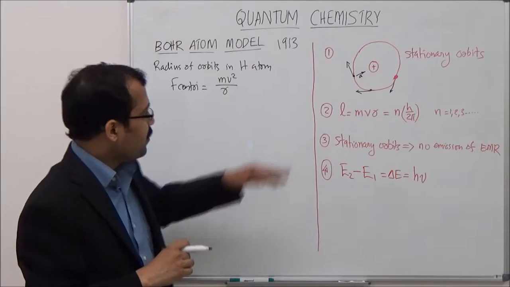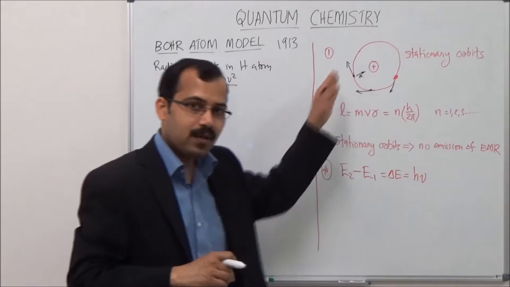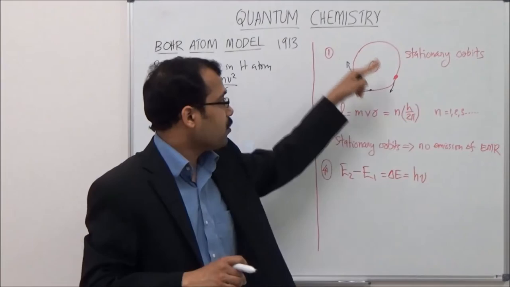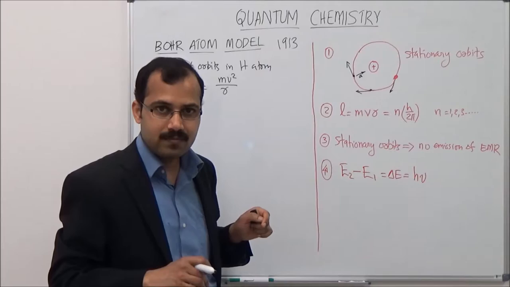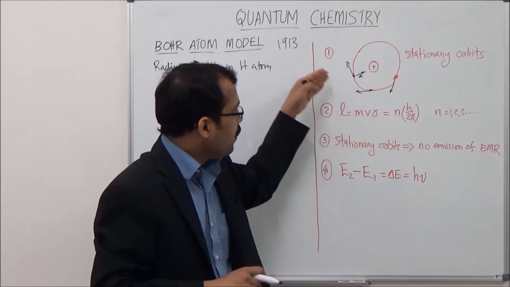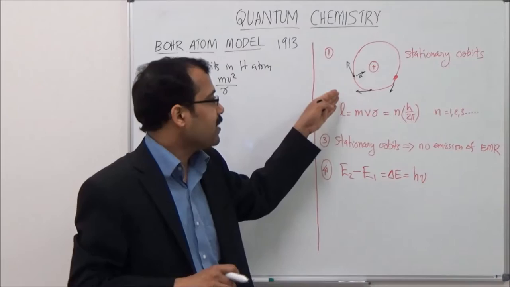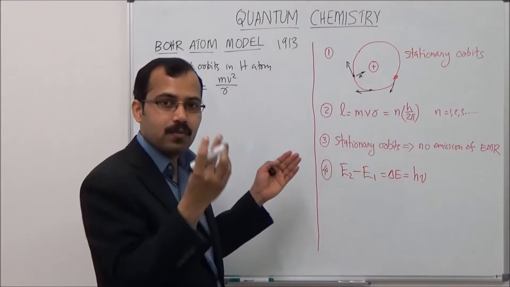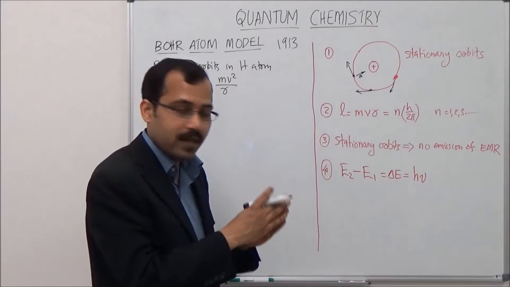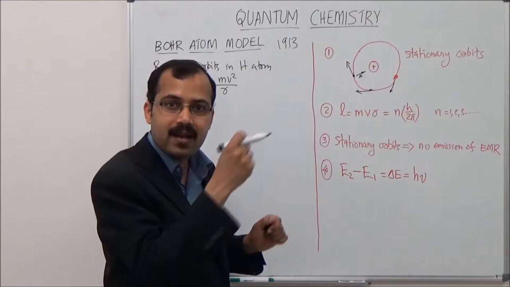Now in our case, we have the electron revolving around the nucleus in the circular orbit. In the place of the ball, there is an electron. And due to the circular motion, the electron will also experience a centripetal force. This centripetal force will be equal to the Coulombic force of attraction between the nucleus and the electron. In the case of the ball, the centripetal force was provided by the tension of the string. In this case, it is provided by the Coulombic force of attraction between the electron and nucleus, because the nucleus has the positive charge and the electron has the negative charge. There will be an attractive force.